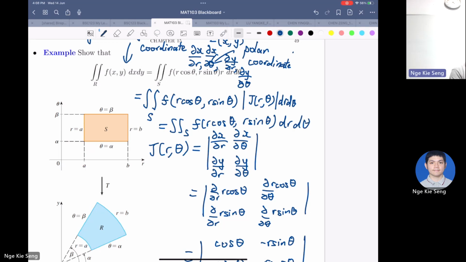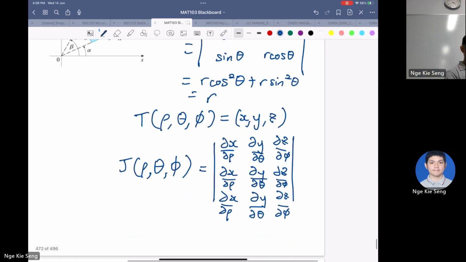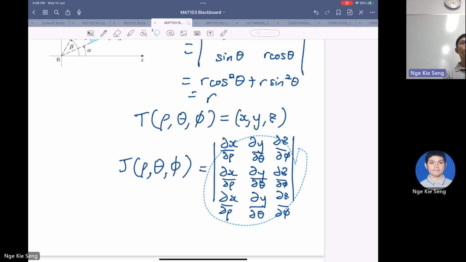Okay, so you have an extra r outside your function. Similarly, you can show it for cylindrical coordinates. And for spherical coordinates you get rho squared sine phi, also coming from this giant determinant here. Okay, yeah, question.